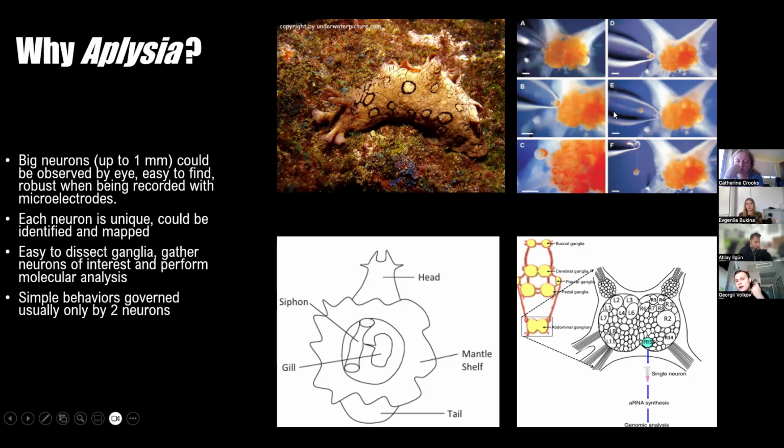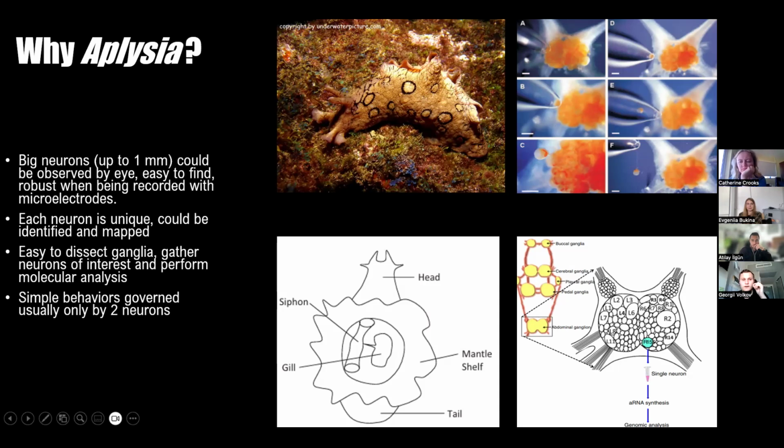And another big advantage of the neurons of these animals is that they are very big. For example, the biggest neurons can reach the size of 1 millimeter, and you can actually see them by eye without any microscope or binocular. Another important thing is that, as you can see here on the bottom right, each neuron can be identified, and all these identified neurons are unique.